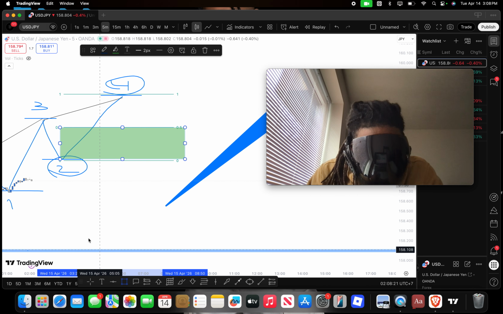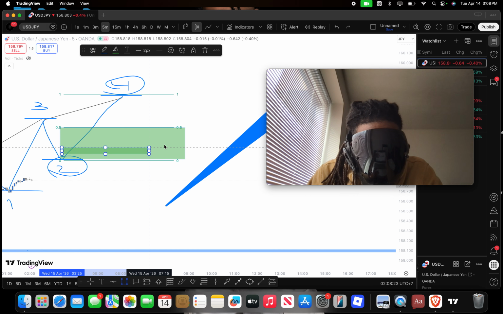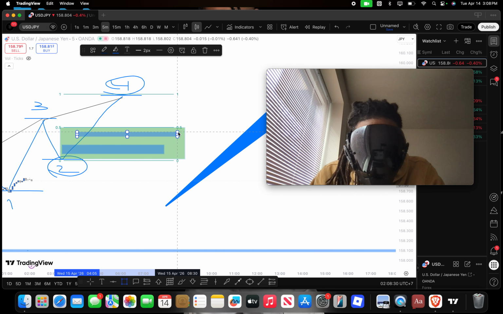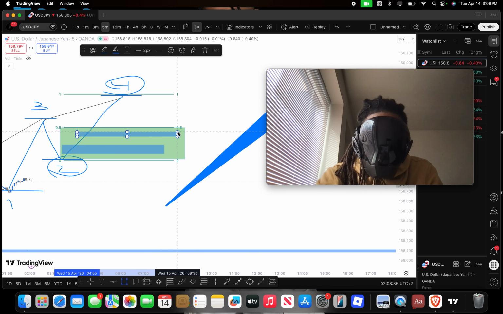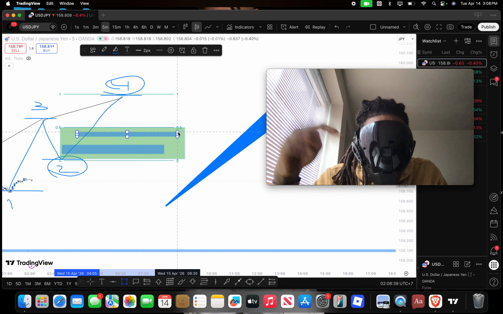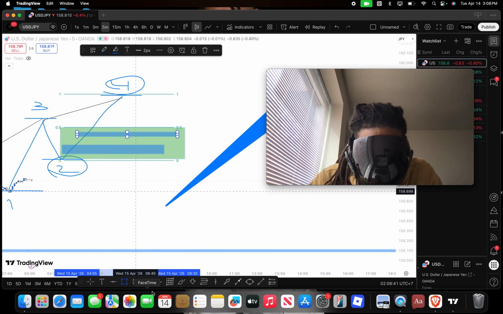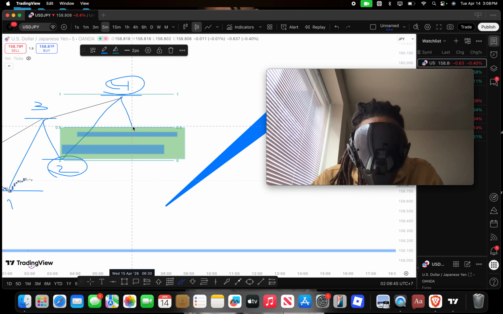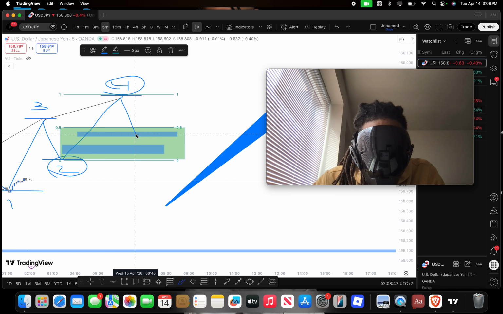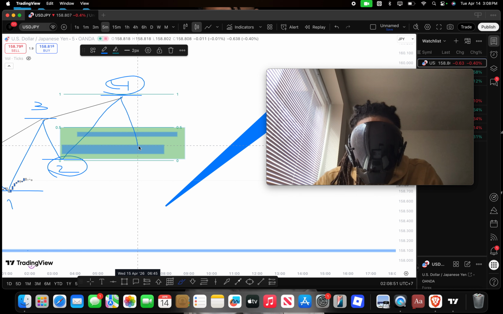So I want to draw another box here in that green box, and it's going to be blue. And then I'm going to draw another one. Let's say you find two demand zones, two fair value gaps. You're going to want to choose the lowest one, because sometimes price will break and come down to fill in an inefficient price action, and it won't just touch the middle one, it will go down and tap the bottom one. That's why I always go for the bottom one.